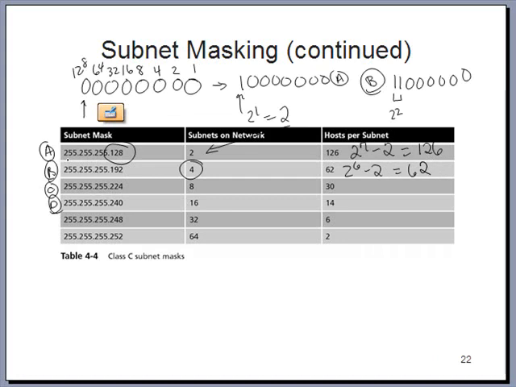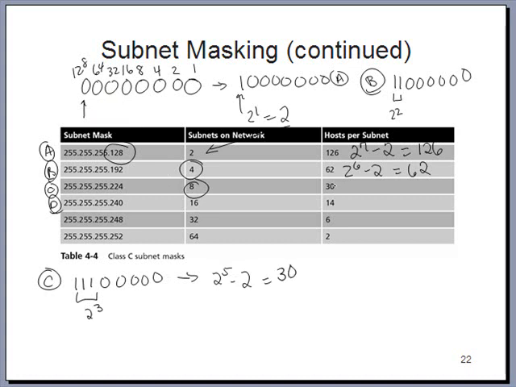Now let's move over to the third one here, which is C. Not class C, this is just letter C. So now I'm going to put another 1 right here, so I have 3 ones now: 1, 2, 3, and the rest are zeros: 1, 2, 3, 4, 5 zeros. Here the possible subnets is 2 to the 3rd, which gives me 8. And what's left is 5 zeros, 2 to the 5th minus 2, which is 30. And that takes care of that 30.